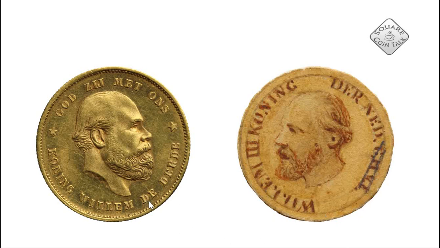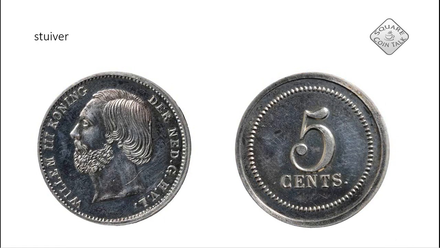And this is the other side of the coin, the 10 guilder coin I just showed, where you can see that there's an additional text, God is with us, God zij met ons, and then King Willem III. Now we go a little bit forward in time.